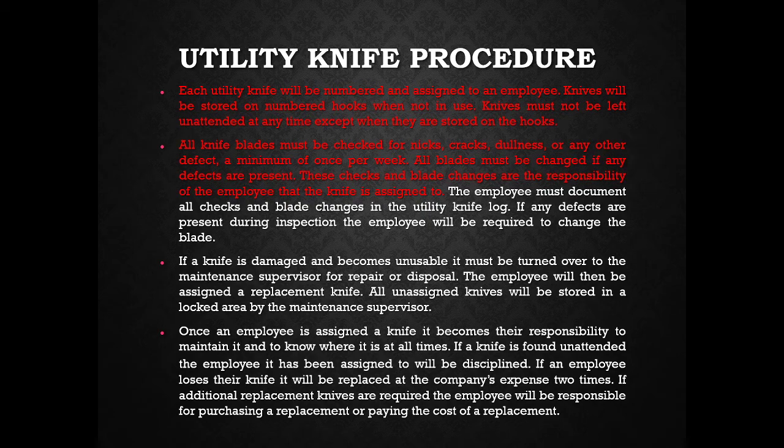All unassigned knives will be stored in a locked area by the maintenance supervisor. Once an employee is assigned a knife, it becomes their responsibility to maintain it and to know where it is at all times. If a knife is found unattended, the employee it has been assigned to will be disciplined. If an employee loses their knife, it will be replaced at the company's expense up to 2 times. If additional replacement knives are required, the employee will be responsible for purchasing a replacement or paying the cost of a replacement.